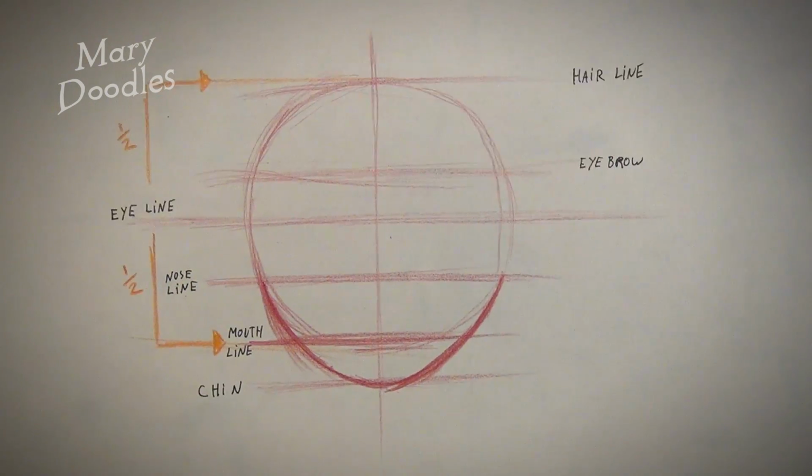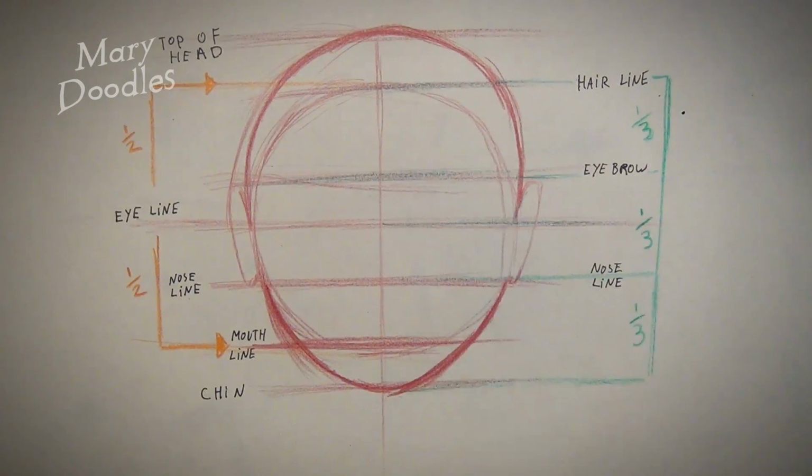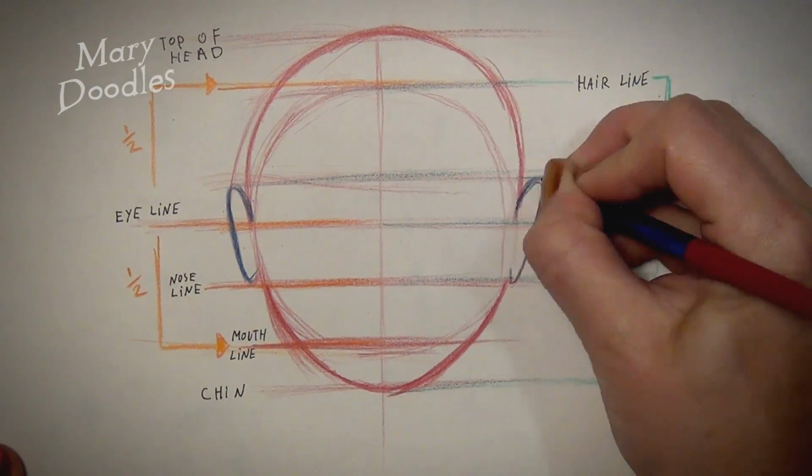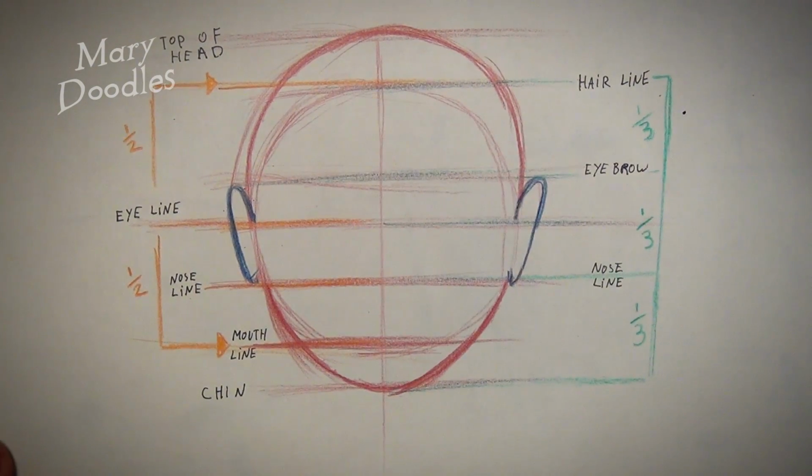To balance out the head, the distance between the hairline and the top of the head is the same as the distance between the mouth and the chin. The ears will rest between the nose line and the eye or the brow line.